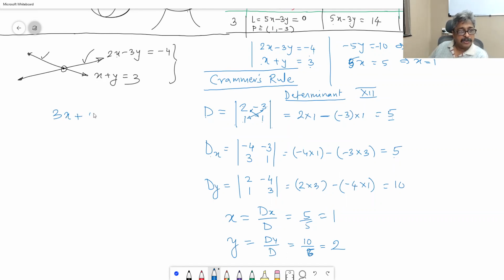3x plus 2y is equal to 11. 4x minus 3y, oh, I want all different, 3x minus 5y, equal to 7.